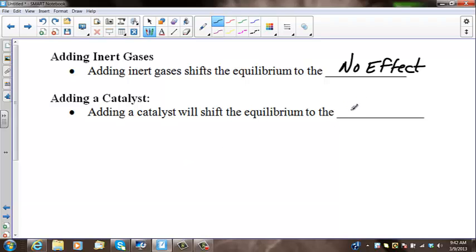And adding a catalyst will shift the equilibrium to neither side. Catalyst only affects the rate.